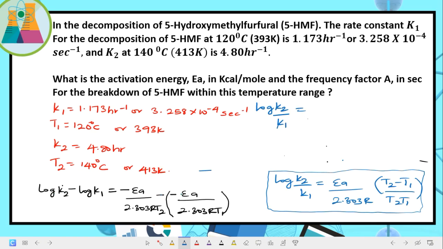Now if this times this, it will give us positive, right? Minus times minus will be positive. So let me write it. This becomes minus EA all over 2.303 R T2. Are we getting it? Then plus EA all over 2.303 R T1. Now, for us to make this easier, let the positive come this way and the negative goes this way.